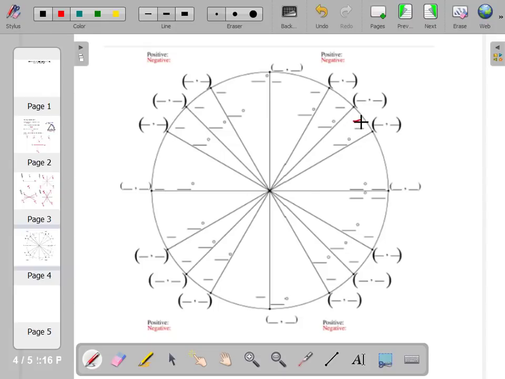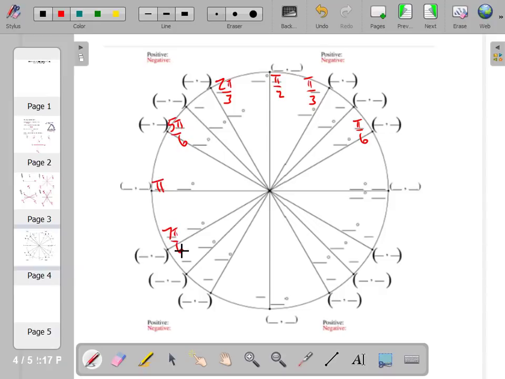So if this is pi over 6 radians, then this is 2 pi over 6. 60 degrees is 2 of those. So 2 over 6 is 1/3. So this is pi over 3. This would be 30, 60, 90. 3 pi over 6. 3 over 6 is 1 over 2. 4 pi over 6. 4 over 6 is 2/3. 5 pi over 6. 6 pi over 6 is pi.